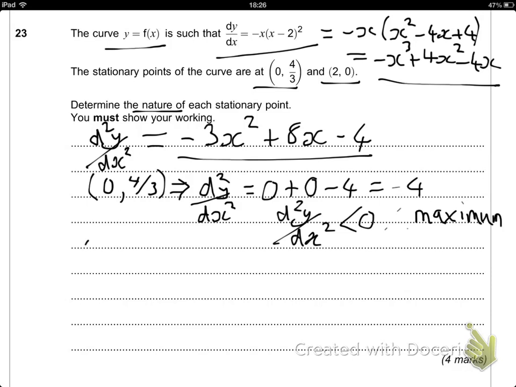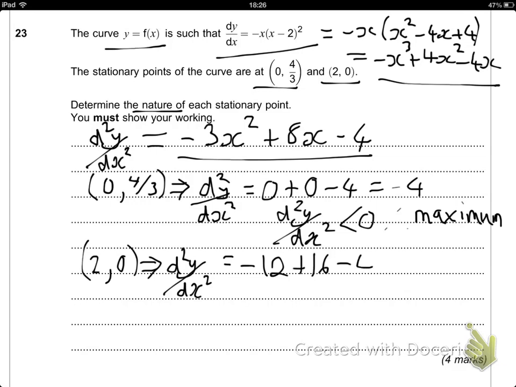And then you've got to do the second point. The second point is 2, 0, so it's the same thing. You substitute into d squared y by dx squared, and you get 2 squared is 4, times it by 3 is minus 12, plus 8 times 2 is 16, minus 4 is 0, which means it's neither positive or negative. It's equal to 0, so it is a point of inflection.